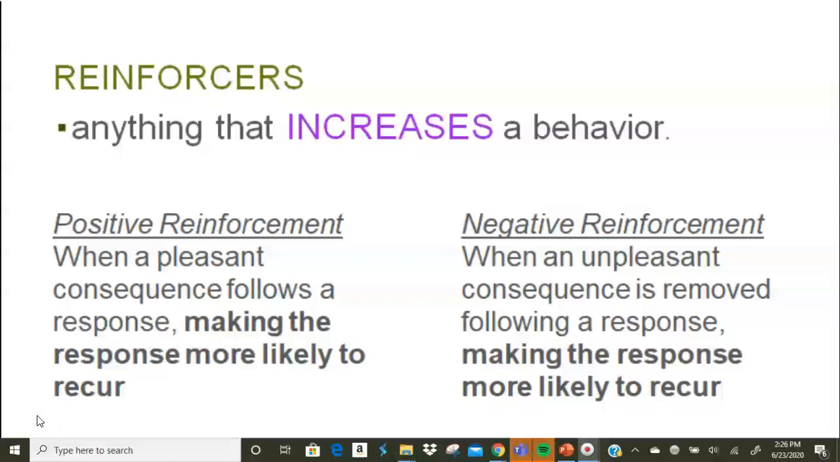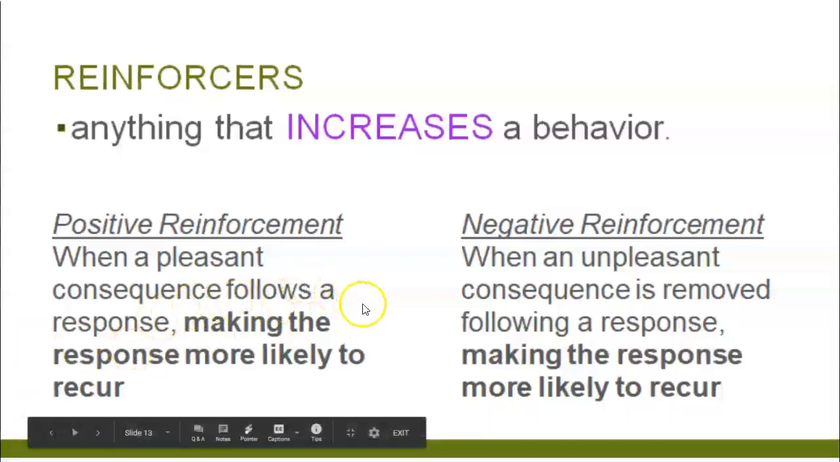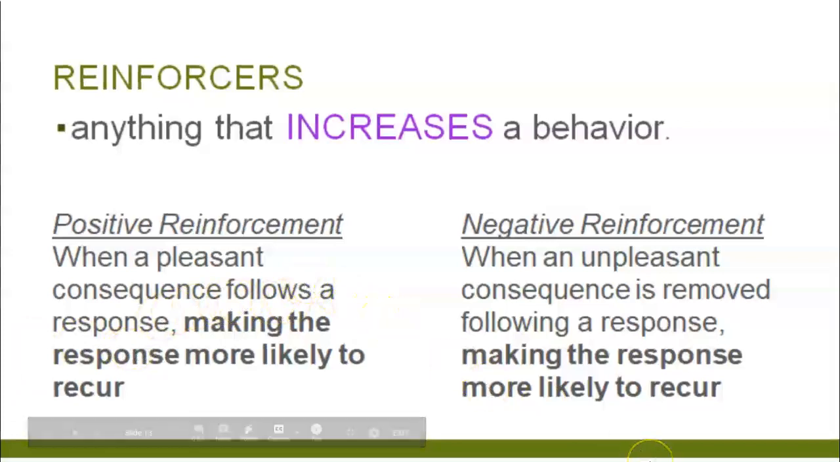So under reinforcement, there are two different kinds. There are positive reinforcements and negative reinforcements. And this is where things really start getting confusing, because again, there is going to be a positive punishment and a negative punishment. But let's start with our reinforcers. A positive reinforcer is when a pleasant consequence follows a response, making the response more likely to recur. A negative reinforcement is when an unpleasant consequence is removed following a response, making the response more likely to occur. So let's give you some examples of each to solidify in your mind what this really looks like.